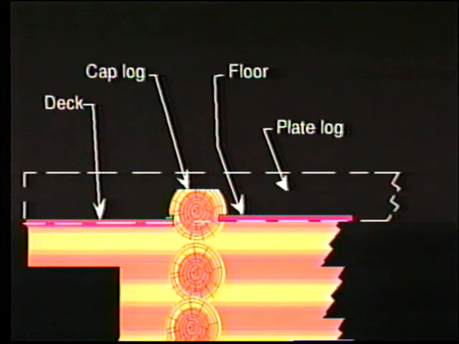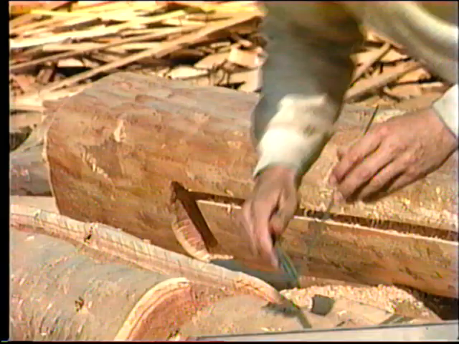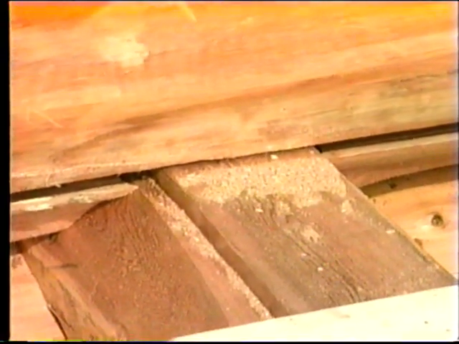The joists are finished, but you will want to cut a seat in the cap log and plate logs for the side and end of the flooring. For the plate logs, these lines might be located and cut along with the joists.